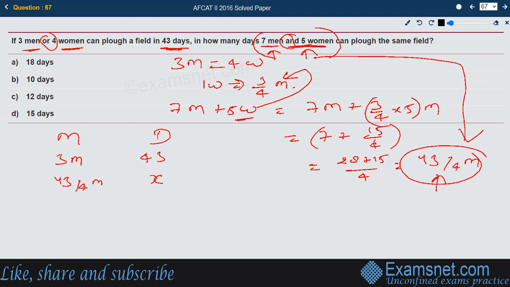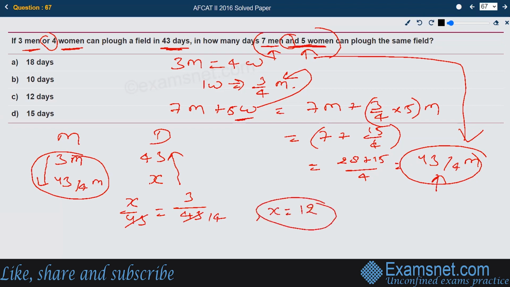Now chain rule says we need to establish the relationship between men and days. See, if more men are there, then fewer days will be taken. So men and days have an indirect variation. If we place the arrow one way, upward, the other arrow should be to the downside. Men and days, the comparison is the reverse one. So let me write x by 43, and the order should be reversed now. Here it was down to up, here it should be up to down, so it should be 3 by 43 by 4. This is the connection of chain rule. If we cut the numbers here, 43 cancels 43, and this gives me x as 12. So the right answer is 12 days, option number C. That is the right answer.